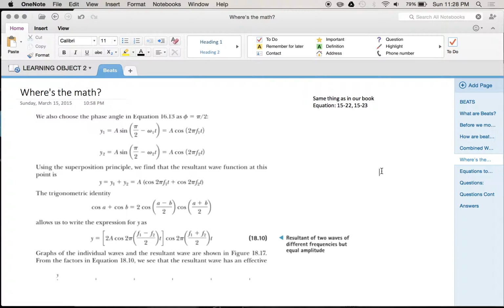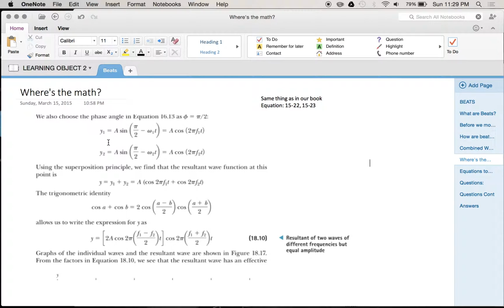So where's the math, you might be wondering. I actually chose a different form of equations that might help out. I also found the equation in the book to be a little bit stressful. So these are the same equations that are in our textbook, equation 15.22 and 15.23. So you got to choose a phase first. So phase pi over 3 shows that.